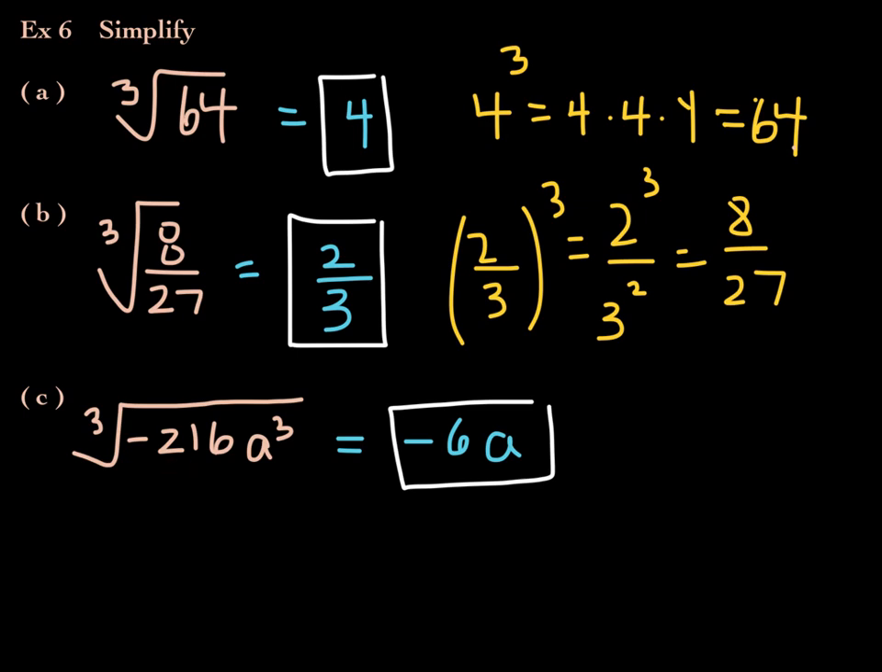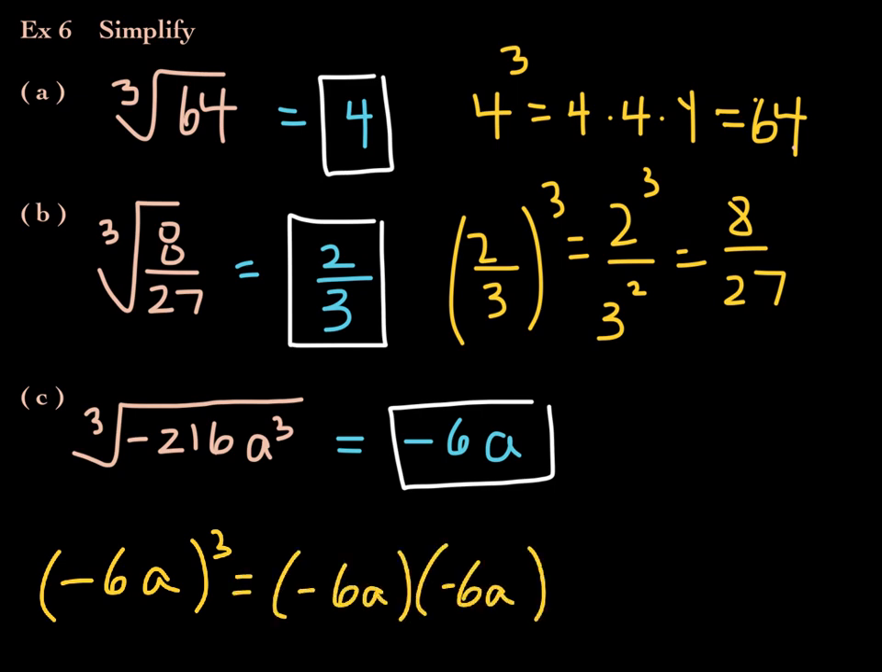And then when I think about a cubed, a times a times a, that is a cubed. So some justification here. If you take -6a and you cube it, it would mean -6a times -6a times -6a, and this will give you this radicand of negative 216a cubed, all right?